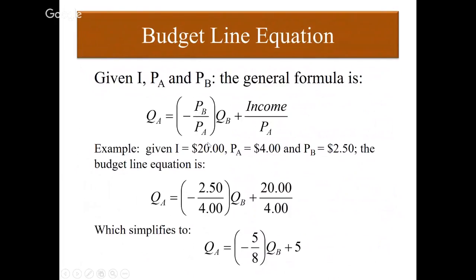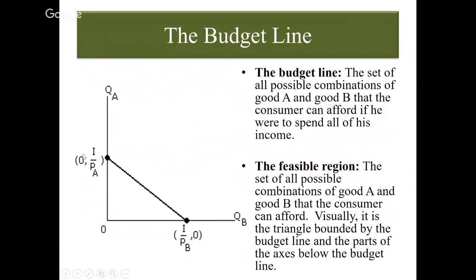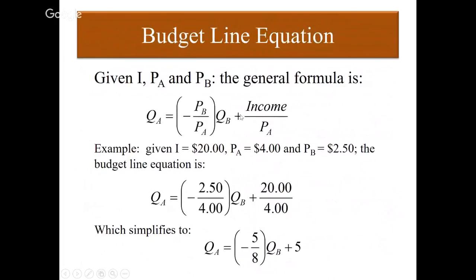So negative price of B divided by the price of A times the quantity of B. That's the first term. And then the vertical intercept, take a look. The vertical intercept is income divided by the price of A. These are two separate terms. A plus sign separates them. And so we have a little example. If the consumer has $20 to spend, the price of product A is $4 a unit, and the price of product B is $2.50 per unit.